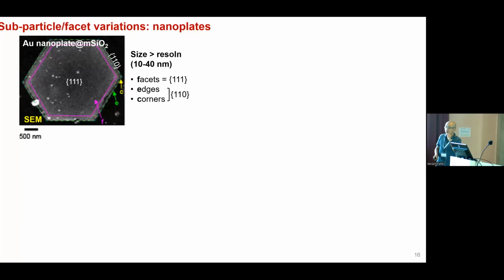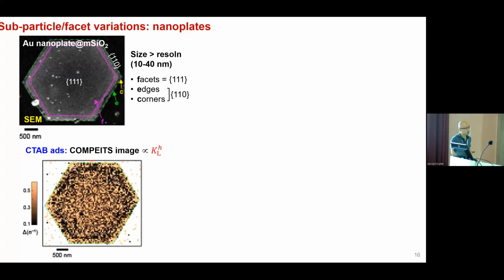Now, 5 nanometer particles is too small for our spatial resolution to resolve within a single particle. But we can choose to study particles much larger, for example, gold nanoplates, which is large enough now that we can resolve adsorption on this top 111 facet, or along the edge, which is dominated by 110 facet, or around the corners, which is also dominated by 110 facet. Okay, so you can generate the COMPEITS image.